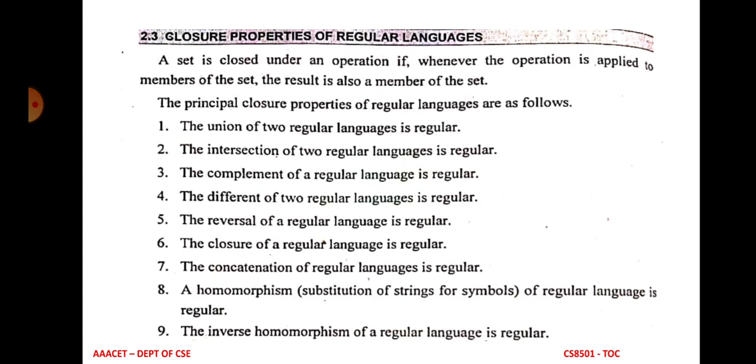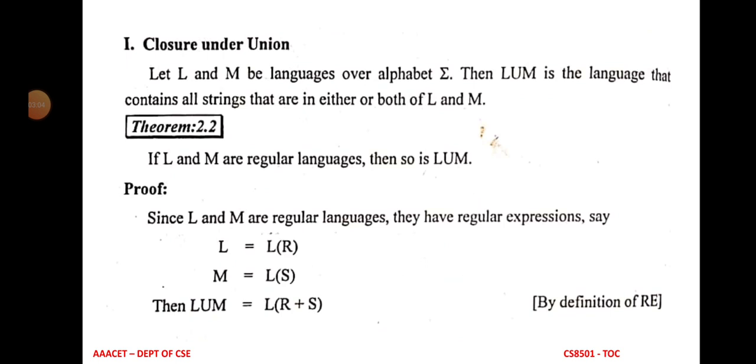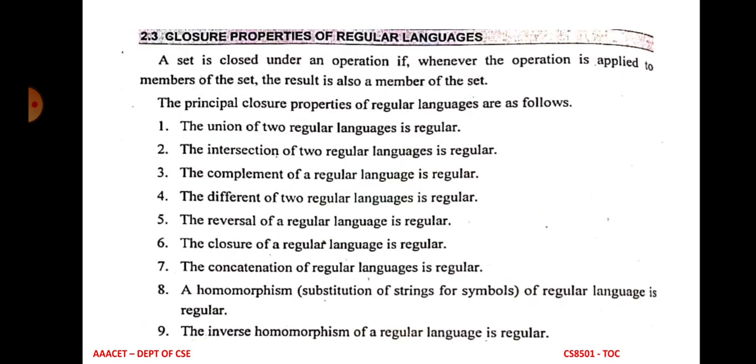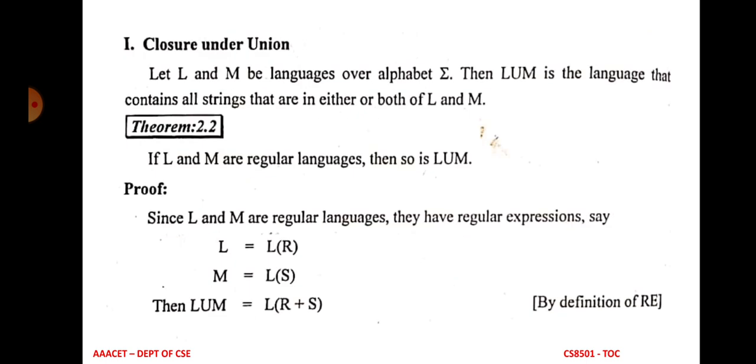So let us see one by one how the particular operation on regular languages gives a regular language, and what the theorem and proof are for each one. So the first property is closure under union, or otherwise, the union of two regular languages is regular. Already I said what the meaning of closure is. A set is closed under a particular operation if whenever the operation is applied to the members of the set, the result is also a member of the set. That set is then called closed.